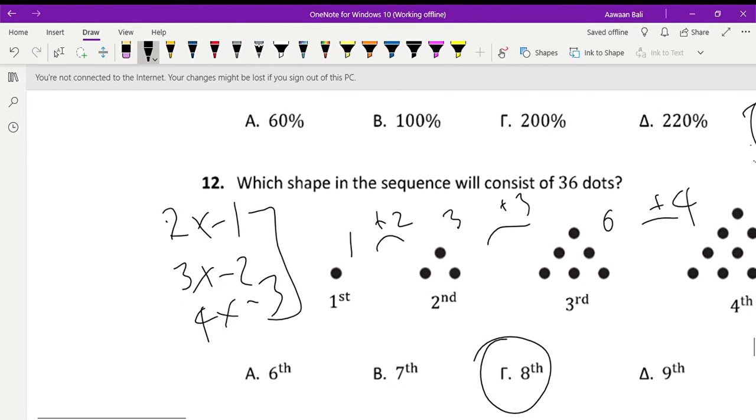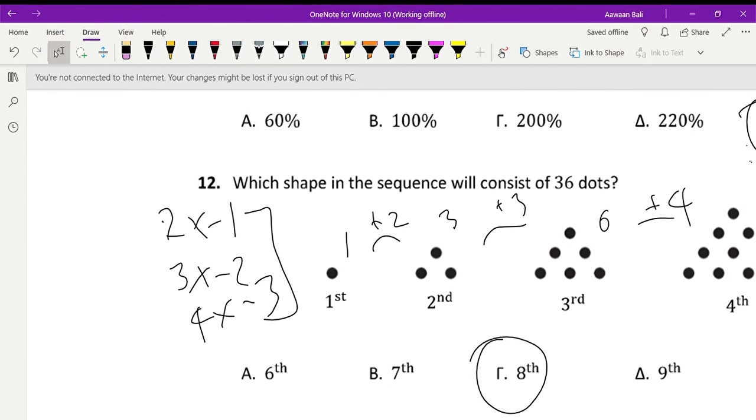So if we have the second now, 2 times 2 minus 1 is 3, that works, but 2 times 3 is 6 minus 1, 5. It's 6, sorry, so that's wrong. So for the second one, 3 times 2, 6 minus 2, 4. That doesn't work either. But now we have 4x minus 3. 4 times 2, 8. Wait.